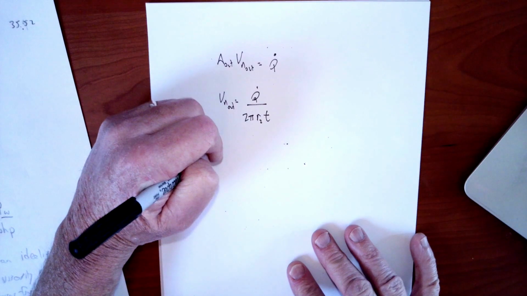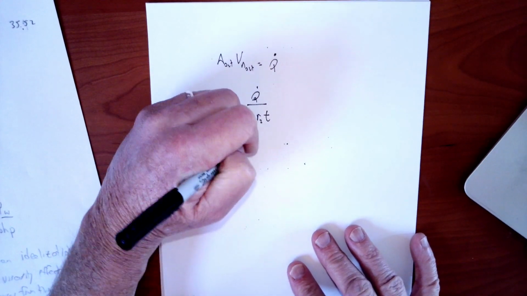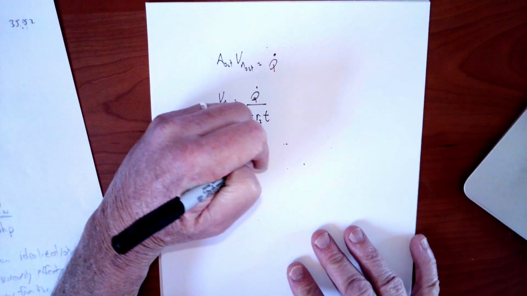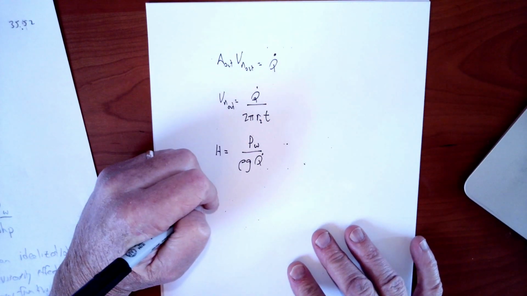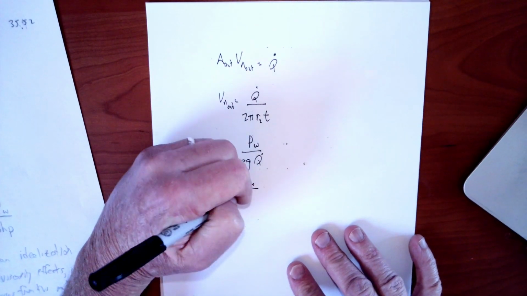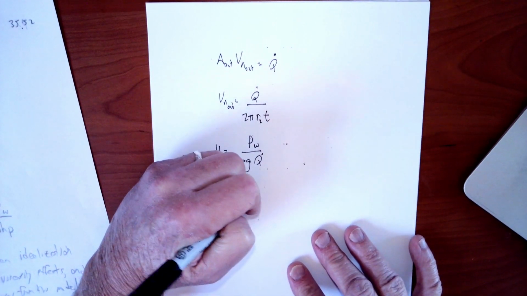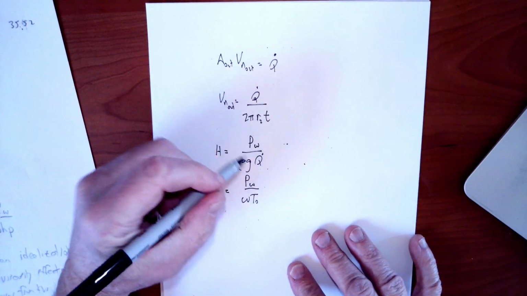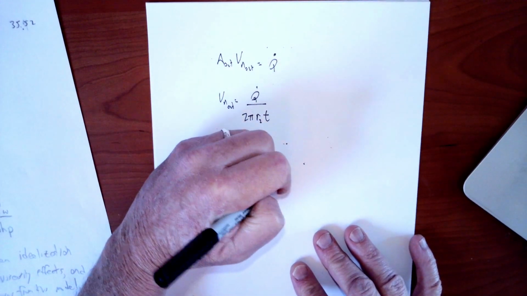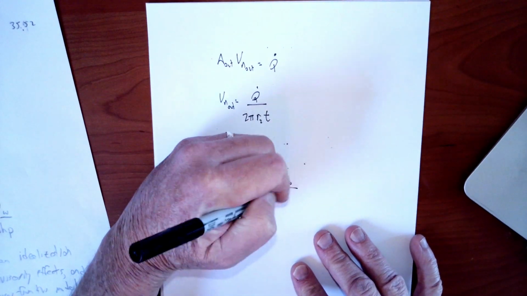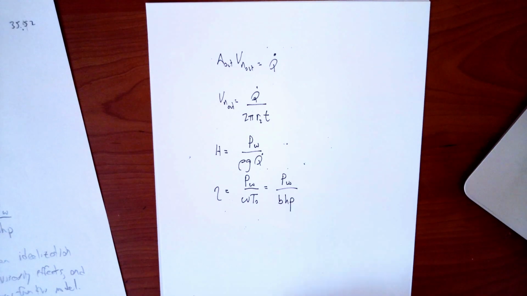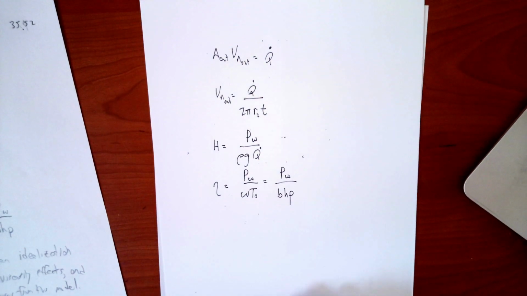Once you have the water horsepower, you can get the net head, because the net head is equal to water horsepower divided by rho g and volumetric flow rate. And finally, pumps have efficiencies. The pump efficiency is the water horsepower divided by the amount of energy required to drive that shaft. So the torque times the angular velocity, or another way of thinking of that is the water horsepower divided by the brake horsepower. All of this, of course, is an idealization.